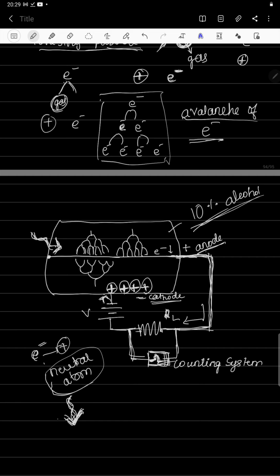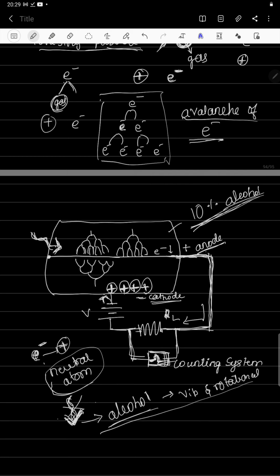In order to cancel out these photons which are generated during the combination of the electron and the positive ion, we use alcohol. This alcohol absorbs these kinds of photons. This brings a change in the vibrational and rotational energy of the alcohol.